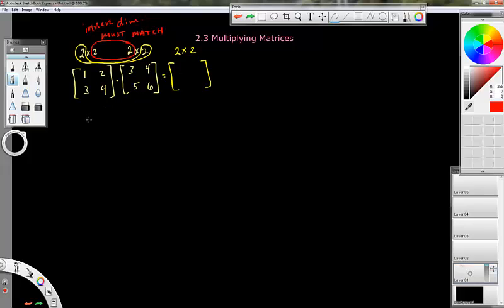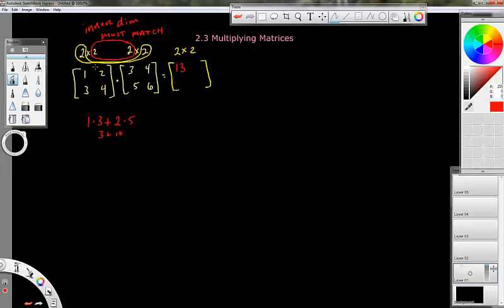So breaking this out, it would be 1 times 3 plus, and then you put a plus sign there always, 2 times 5. And then you work this problem out. That would be 3 plus 10, which is 13. So that first entry is actually 13. Now let's back up and review this.